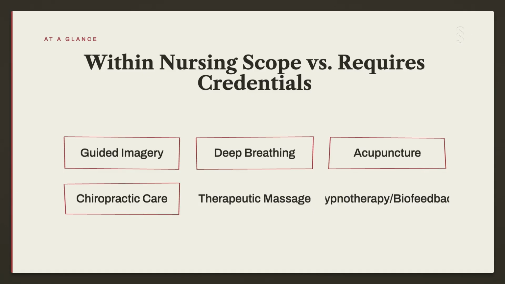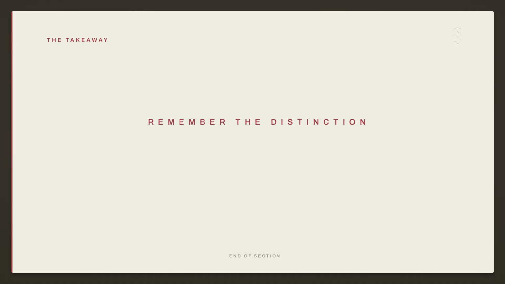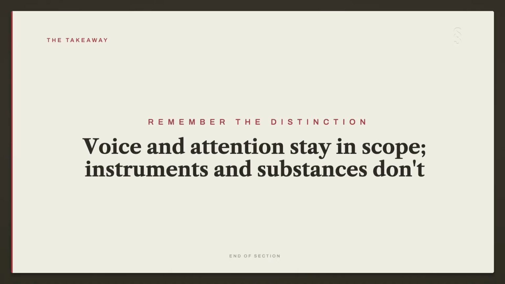Exam questions test which therapies stay within general nursing scope: guided imagery, deep breathing, progressive muscle relaxation, distraction, music, and repositioning need no extra credential, while acupuncture, chiropractic care, therapeutic massage, hypnotherapy, and biofeedback all require specialized licensure or certification. The organizing rule is simple: techniques built only from voice, attention, and the client's own participation remain within ordinary nursing practice, while anything involving specialized manipulation, instrumentation, or substances does not.